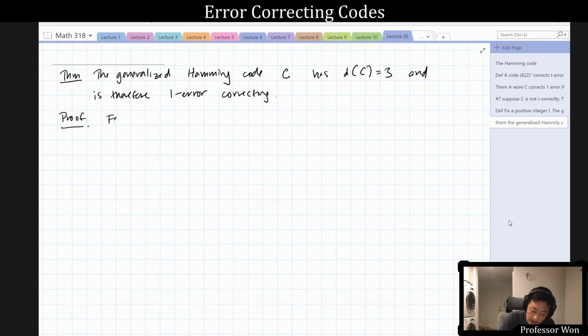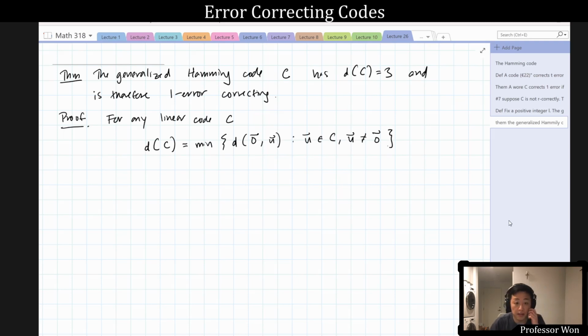So note that for any code, you can think of this number, the minimum distance between any two elements in C, as the same thing as the minimum distance from any vector to 0. Remember, this distance d of C is defined to be the minimum distance between any two vectors in your code. But actually it's enough to just look at all of the distances to 0. And that's because it's a linear code. So linear here is actually very important.